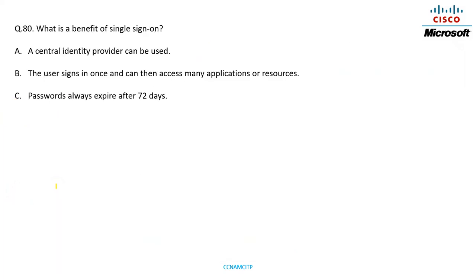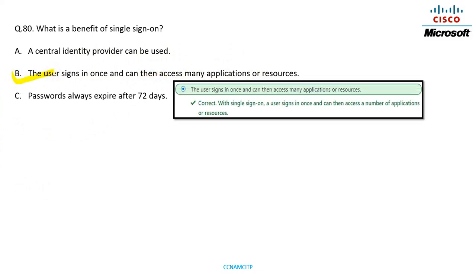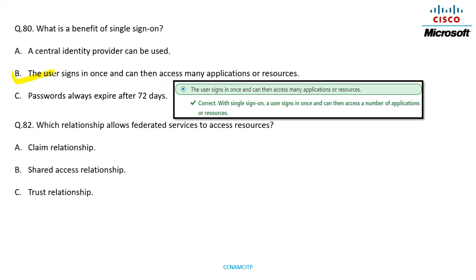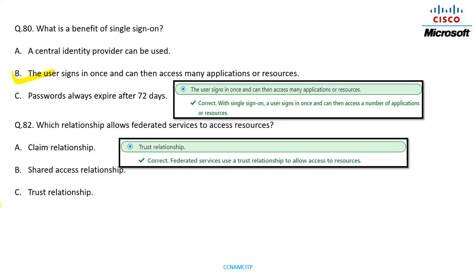Next one, what is the benefit of single sign-on? So guys, a central identity provider can be used. The user signs in once and can then access many applications and resources. So answer should be B. Next one, which relationship allows federated service to access resources? So you have three options: claim relationship, shared access relationship, and trust relationship. So what is it? Trust relationship.